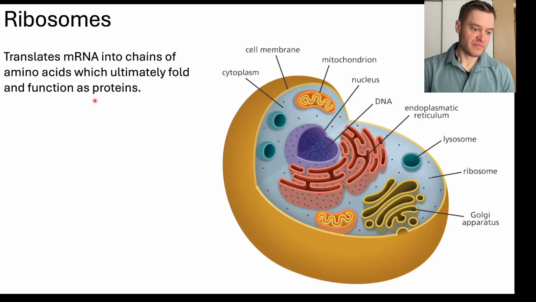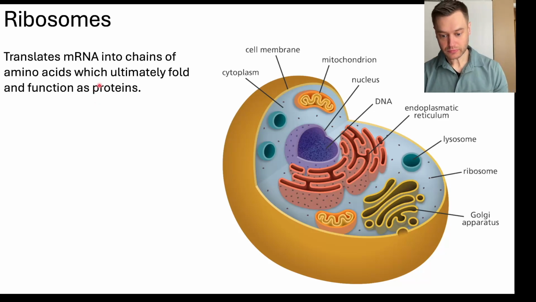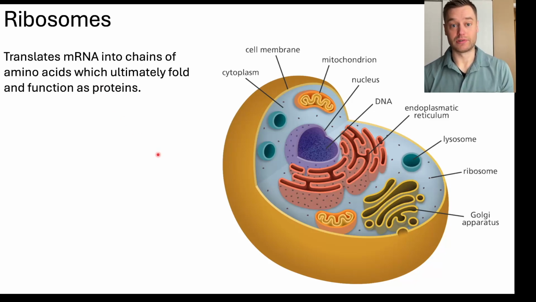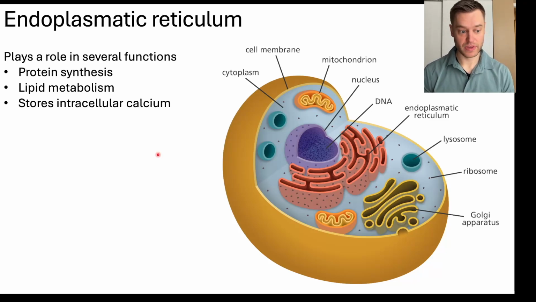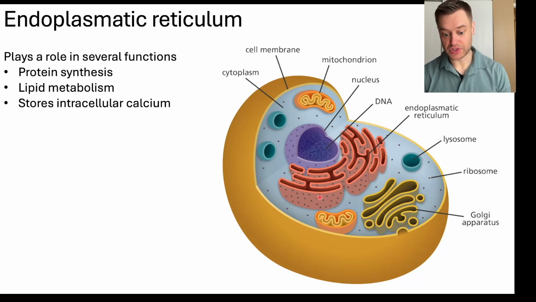So what you need to know for this exam is that ribosomes translate messenger RNA into chains of amino acids, which ultimately fold and function as proteins. There's also the endoplasmic reticulum, which is this thing right over here. And it's important for several things. Protein synthesis. Again, protein synthesis is just taking the DNA instructions and producing these long chains of amino acids that fold in on themselves and then eventually have a function. So that's protein synthesis. And then there's lipid metabolism.